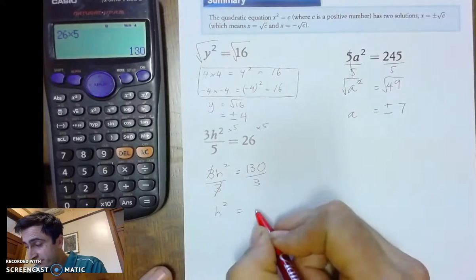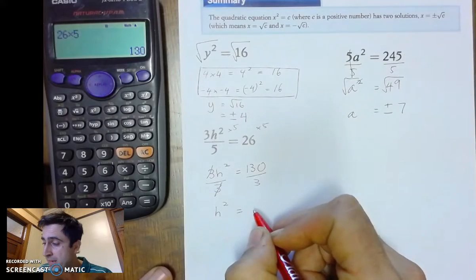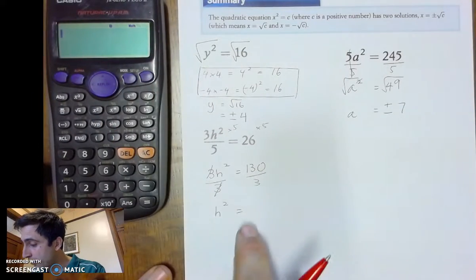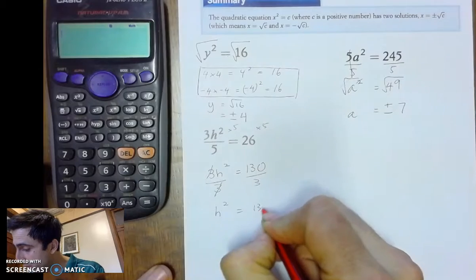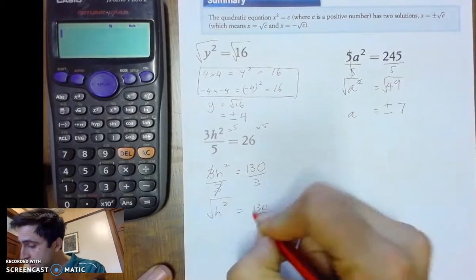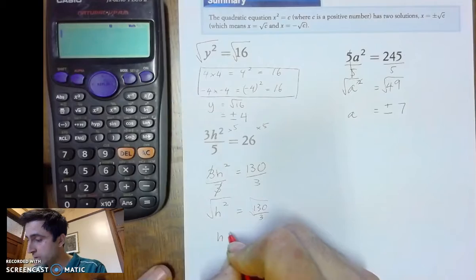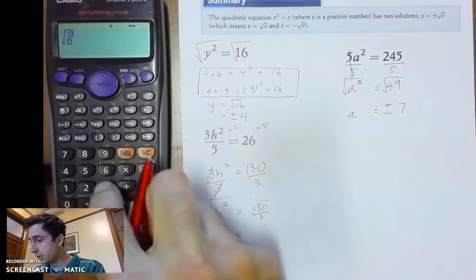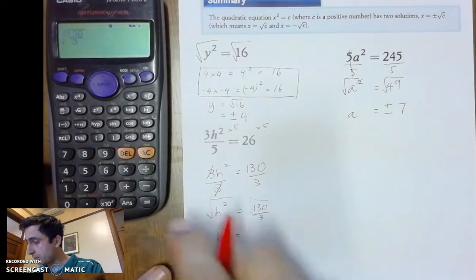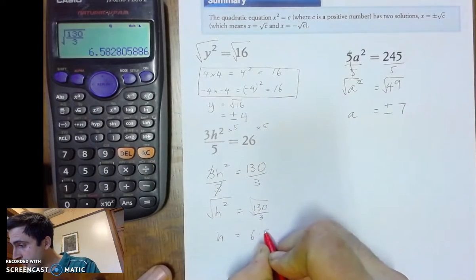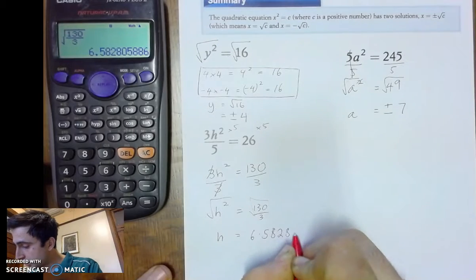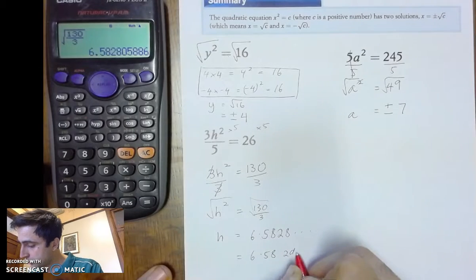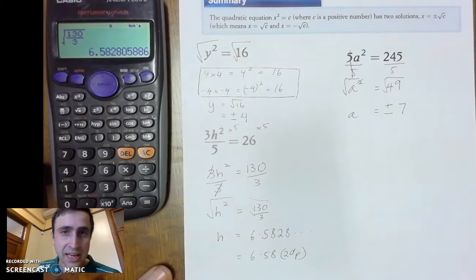So, you know what? Because we have one of these magnificent calculators, we don't have to think too much. We just know that if I want to square root 130 on 3, I can do it. h equals the square root of 130 on 3 equals 6.582 decimal. Nice and easy like.